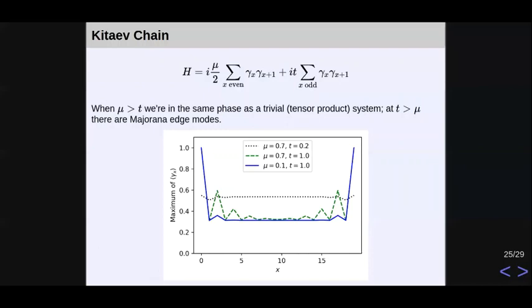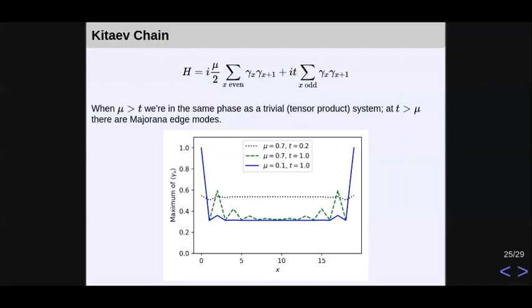What I plotted, for a 20-site chain, is the maximum expectation value of the Majorana at each site as a function of chain position, for 3 different sets of parameters. You can see in the dotted line, mu is much larger, and there's nothing exciting happening at the edges. If I restrict myself to low energies, then all expectation values change together. Nothing strange happens. But as I take t to be larger, you can see that you have these low energy excitations that are now available on the edges of the chain.